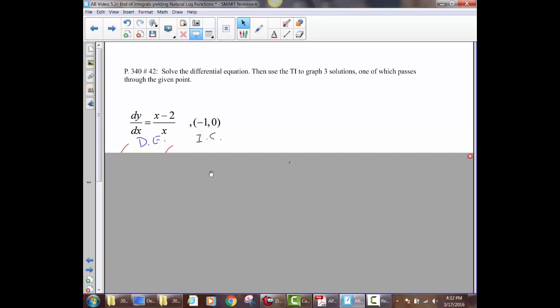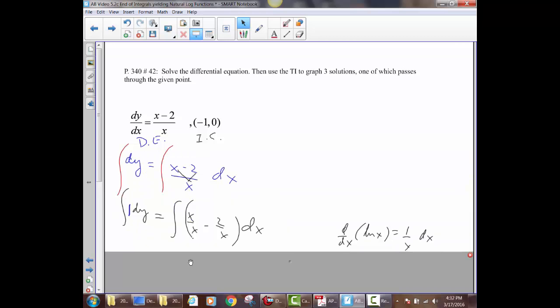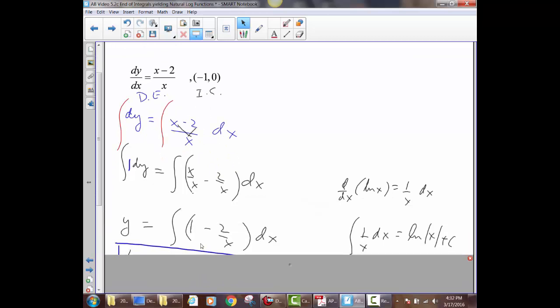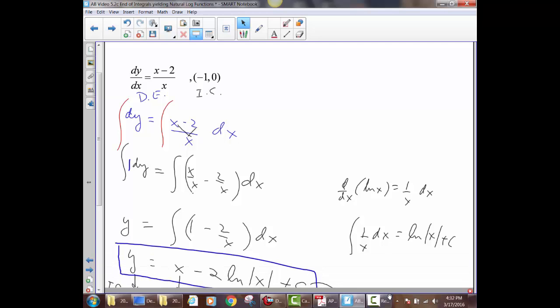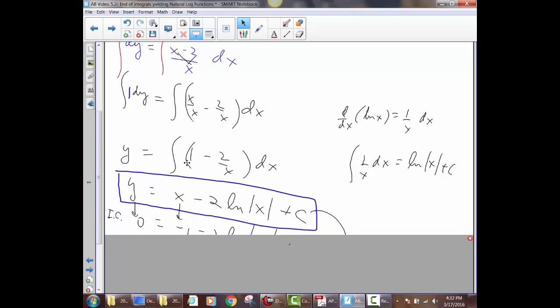Okay, so we're back to separating the variables. All you have to do is send the dx to the other side. Now, what you have is x over x minus 2 over x, right, once I integrate both sides. So I have the integral of 1 minus 2 over x. Now you're integrating the 1 over x dx, which will give ln of absolute value of x. So we have x minus 2 times, and then when you integrate 1 over x, you get ln absolute value of x.